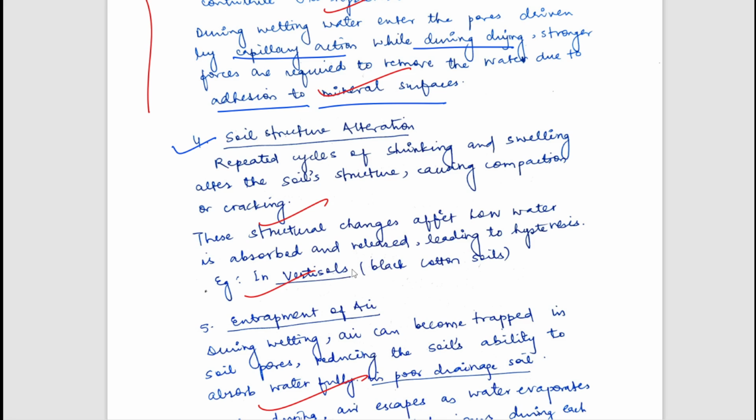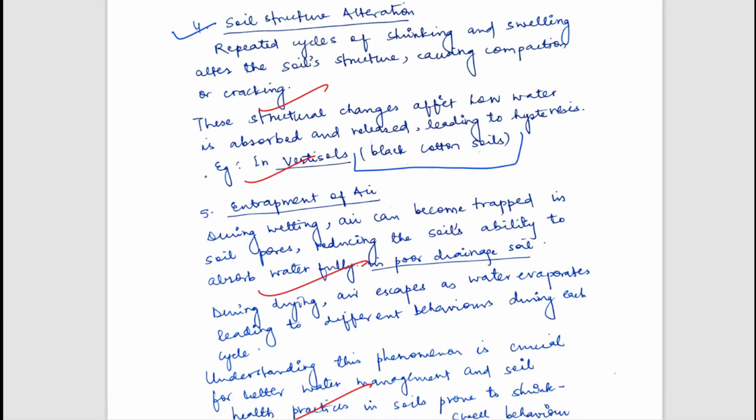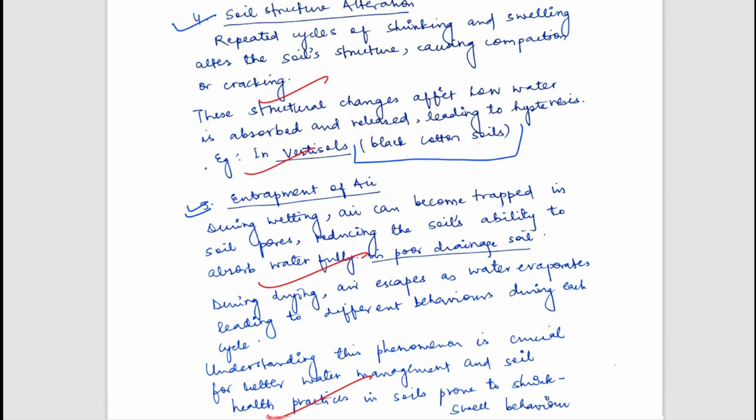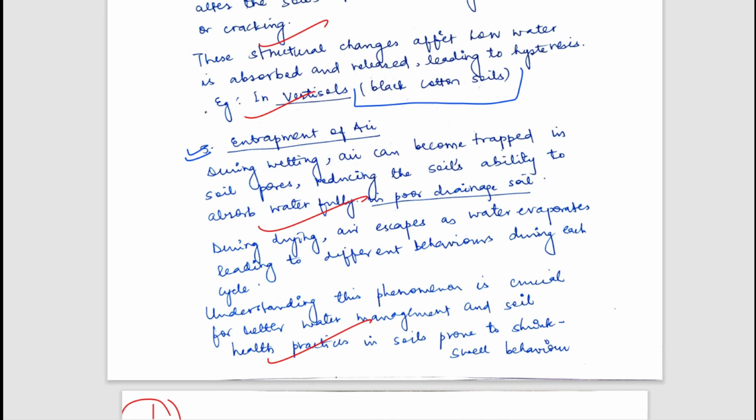For example, in vertisols or black cotton soil, it is generally a kind of clay soil only. It has the properties of clay soil, but has a different structure by comparison. Entrapment of air, how much air is entrapped, also has an effect on it. Many times when air gets trapped in soil pores, it reduces the soil's ability to absorb water fully in poorly drained soil. So these are a few of the things we should know, and I think you have paused the video at several intervals and read the answers. That could be helpful to you.